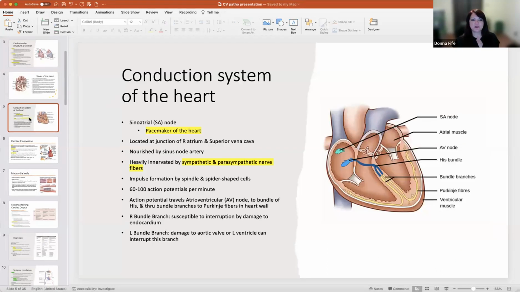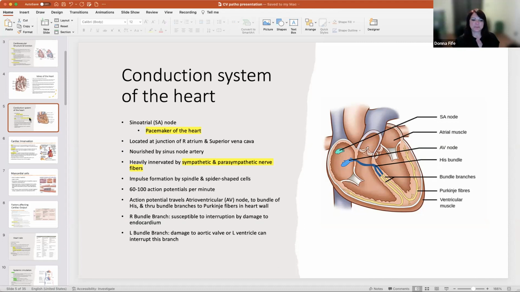Conduction system of the heart, we have the SA node, which is the pacemaker of the heart. This is located at the junction of the right atrium and the superior vena cava. It's nourished by the sinus node artery, and it's heavily innervated by the sympathetic and parasympathetic nerve fibers. Impulse formation is by spindle and spider-shaped cells, and we have 60 to 100 action potentials per minute from the SA node.